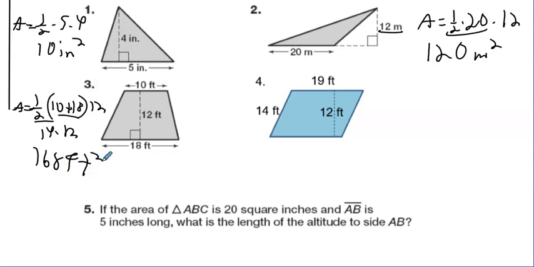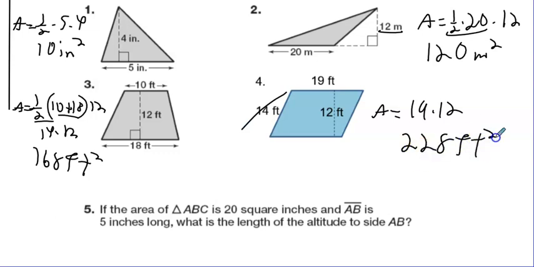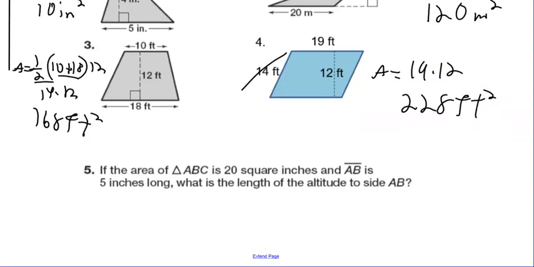Now here's the deceptive one. Remember, I could cut this piece off and go to the other side. So 14 is not the height, 12 is. And this base is a rectangle. So it's base times height. 19 times 12. The 14 we don't want. So 19 times 12 is 228 square feet.